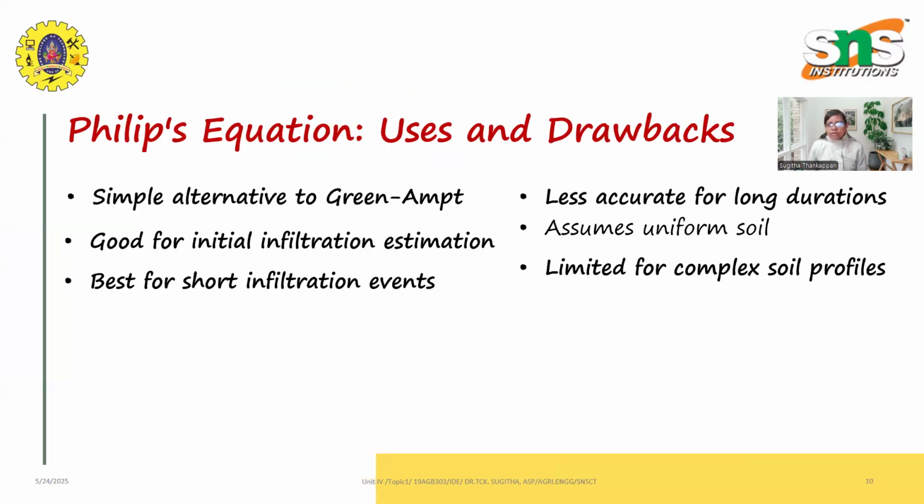What are the uses and drawbacks of this equation? It is a simple alternative to the Green-Ampt model, and it is also good for initial infiltration studies. As I explained, it is suitable for short infiltration events. If the rainfall is there for a short span of time, 30 minutes or 1 hour, and you want to study how much water gets infiltrated, you can very well use this Phillips equation.